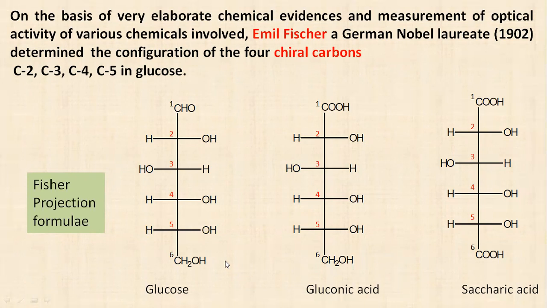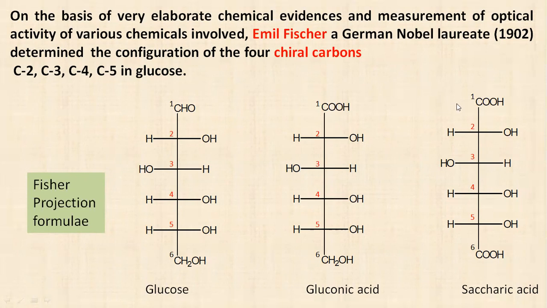See, all these are the Fischer projection formulae. This is for glucose, and this is for gluconic acid. See, what is the difference here? Glucose, as all of you know, contains an aldehyde group here. The difference is that a carboxylic group, C double bond OH, is present here in gluconic acid.